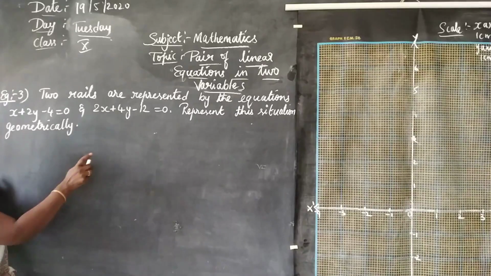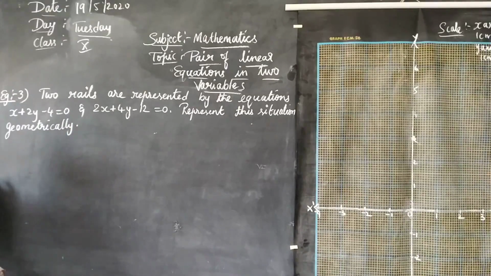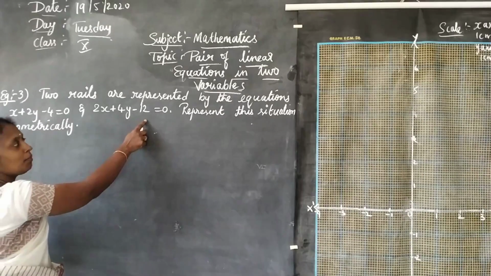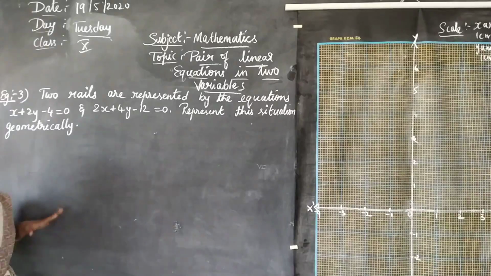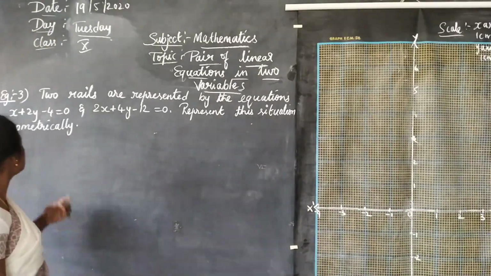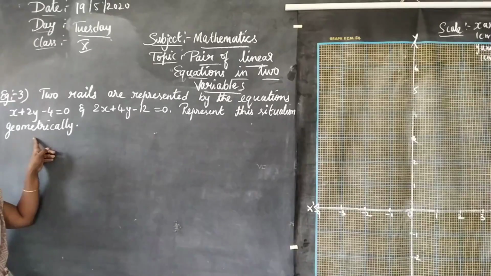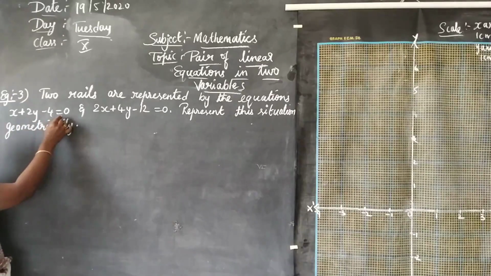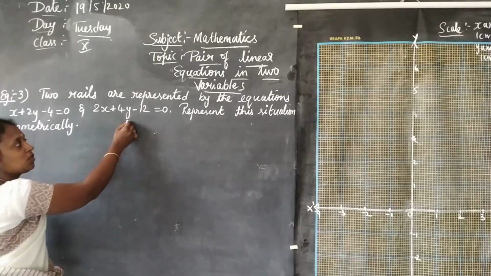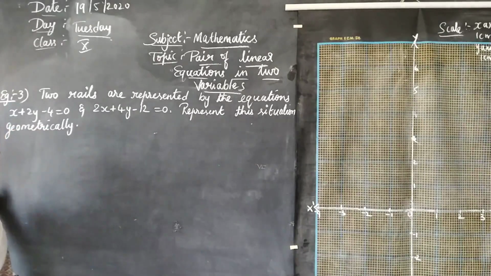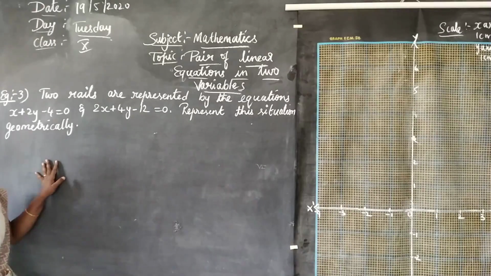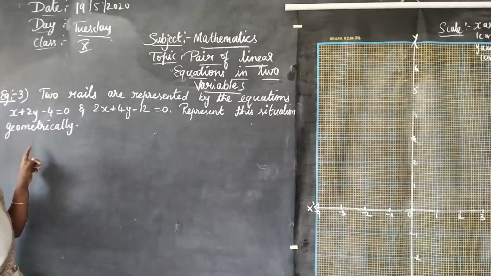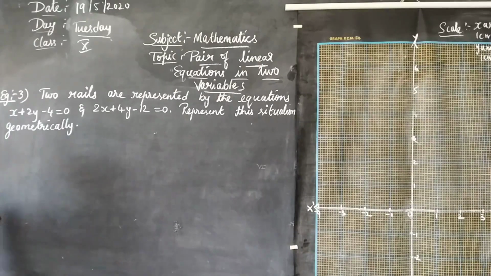But in the third example, they themselves have given the algebraic expressions, saying x plus 2y minus 4 is equal to 0 and 2x plus 4y minus 12 is equal to 0. So today my work is only to represent this situation geometrically. Is it clear, children? So let me substitute the values for x and find out y, then plot the graph and represent the given question geometrically. Okay? Let me go with the solution.